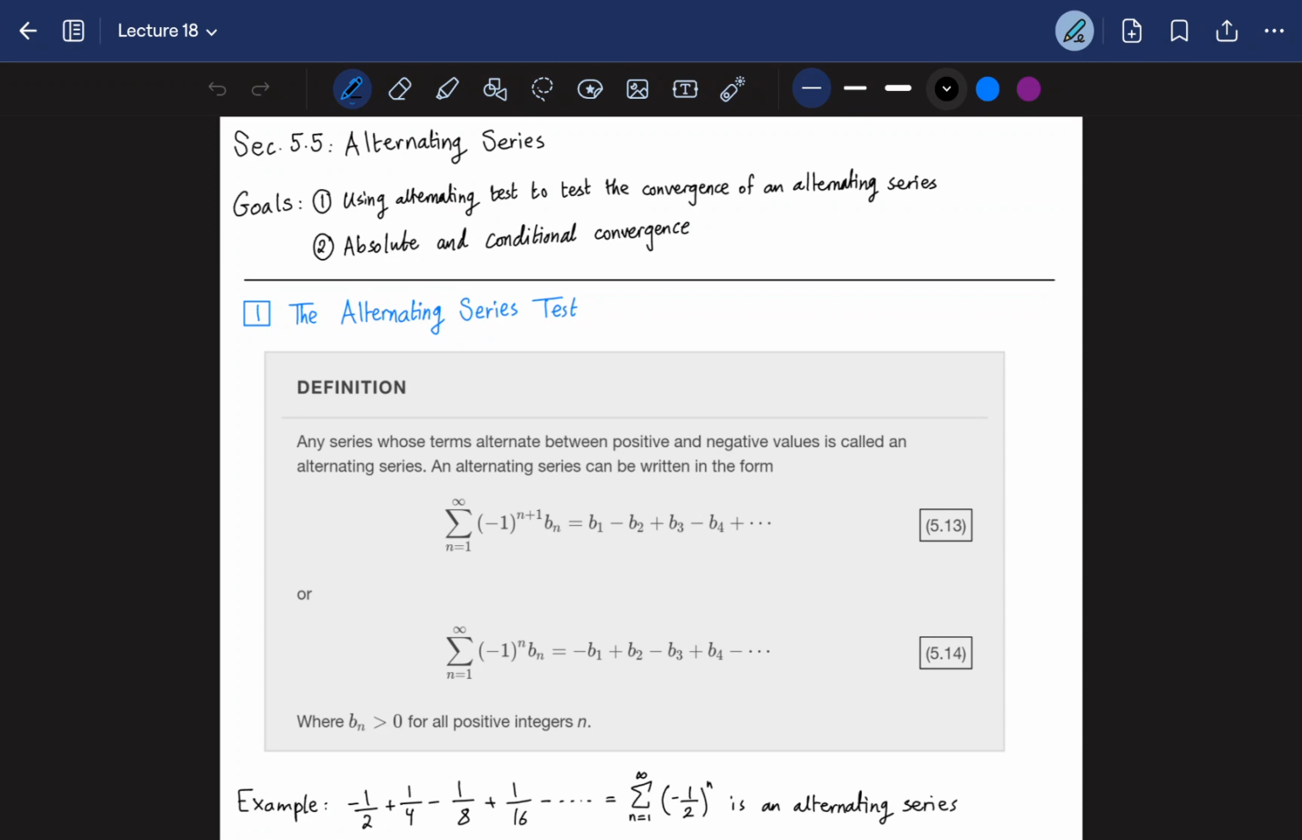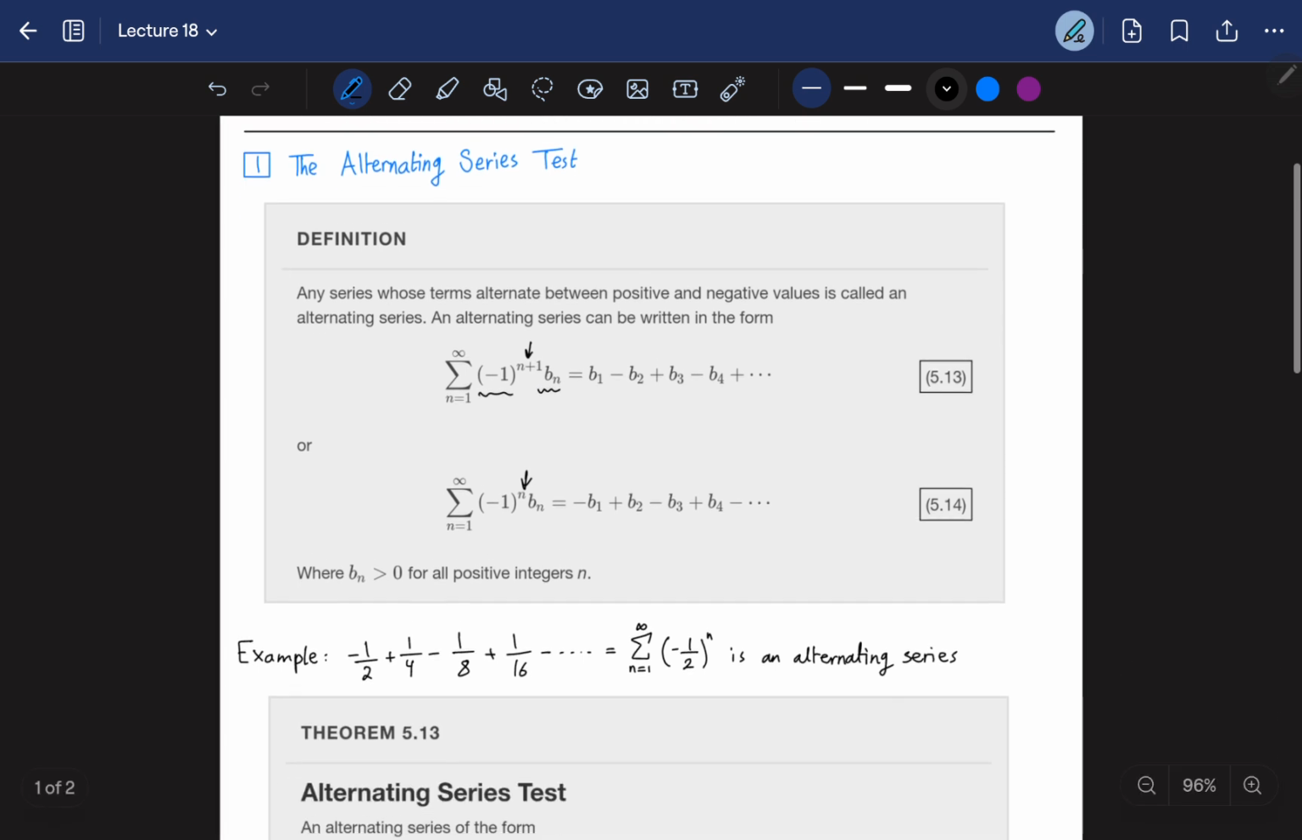An alternating series is a series that alternates between positive and negative values. So you either have positive, negative, or negative, positive. The general form for it looks like this. I either have (-1)^(n+1), where you have negatives for your even terms, or you have (-1)^n, where you have negatives with your odd terms. And it's multiplied by a certain sequence b_n.